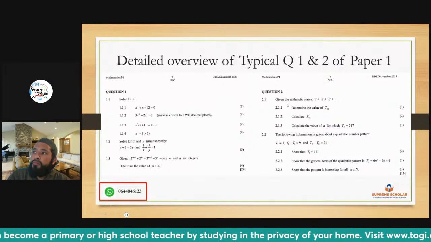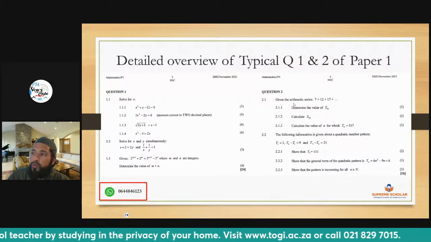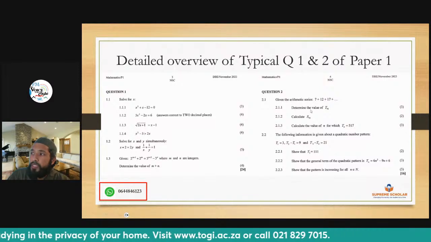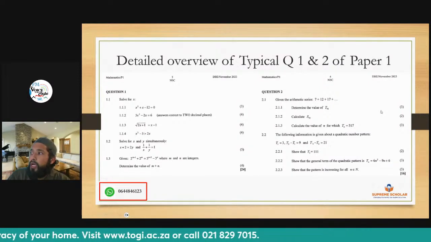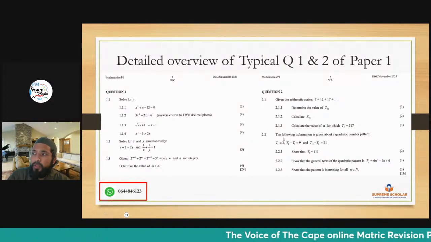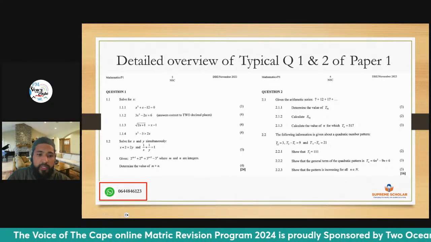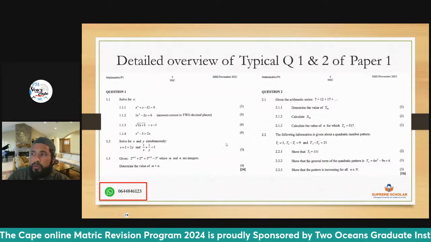We have arithmetic. This is number patterns basically. So we have an arithmetic series, which we will talk about. Again, similar thing, right? As you go through, the questions get a little bit more tricky, right? And that's about 16 marks. So this is an overview of the typical paper. It's not exactly the same as this, but it's similar. You could use this as a guideline.